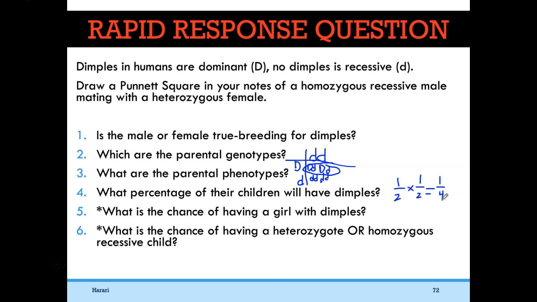So for this, we have to use the sum rule. So what is the chance of having a heterozygote? Right, 50% chance, 1/2. What is the chance of having a homozygous recessive child? Still 1/2. So in this case, 1/2 plus 1/2 equals 1. So you're guaranteed to have either a heterozygote or a homozygous recessive child. There's no possible way to get a heterozygote, a homozygous dominant child in this case.